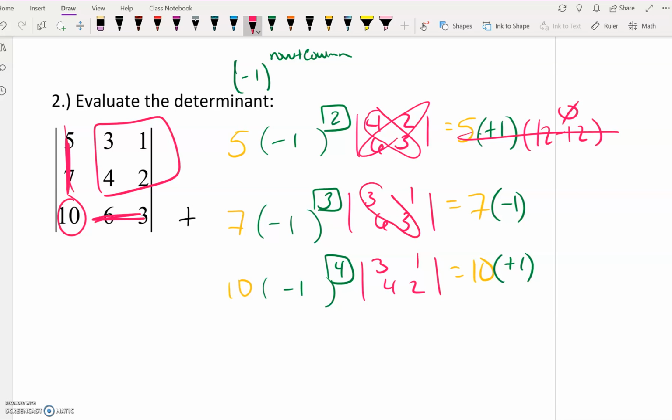Next one, 3 times 3 is 9, minus 6. So 9 minus 6 is 3. I'll put that up above to show how I got it. This next one, 6 minus 4.